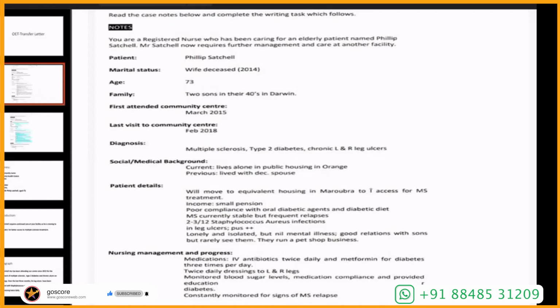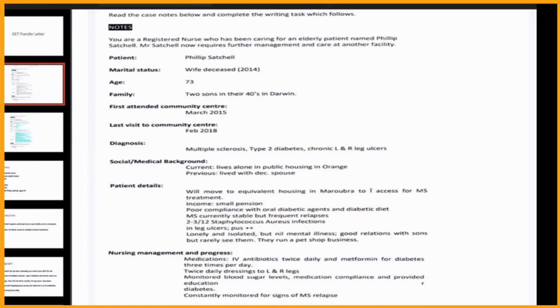Okay, now let's come to blood sugar monitoring. That's in the next paragraph, education. So after that, metformin for diabetes, and monitored blood sugar levels, medication compliance, and provided education on diabetes. So these are the information we have related to diabetes.